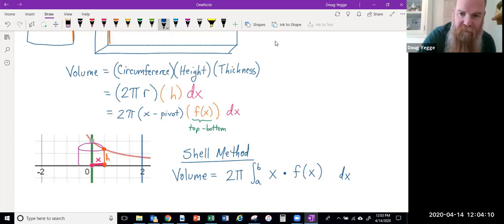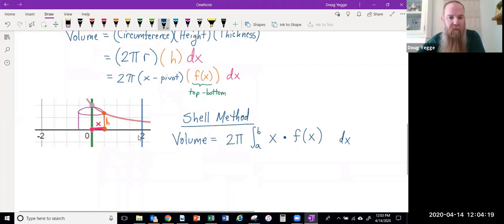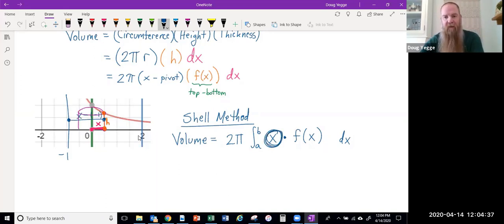Now, sometimes this could change. Keep in mind that, as I mentioned earlier, it might not always just be x. If it said I'm going to rotate around the line x equals -1, then look at the radius. The radius would extend from here to the outer edge of the shell, which would be x minus -1, which would be x plus 1. So that would change this x into x plus 1. So just be careful with that because sometimes it's not just x, but that's why it helps to draw the picture so you can see where the pivot is, okay?